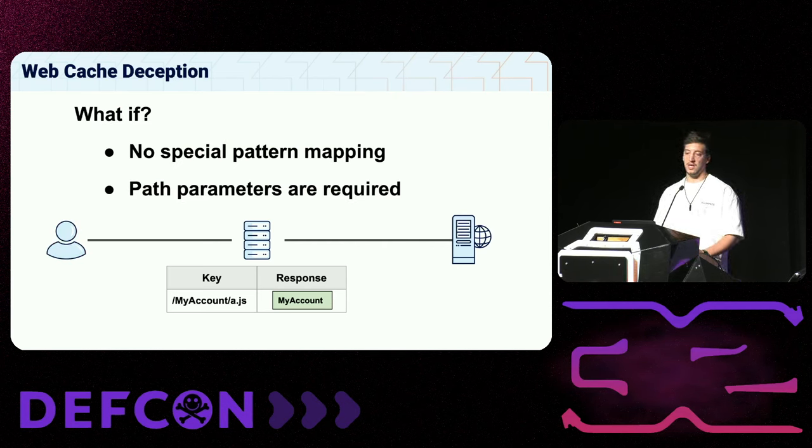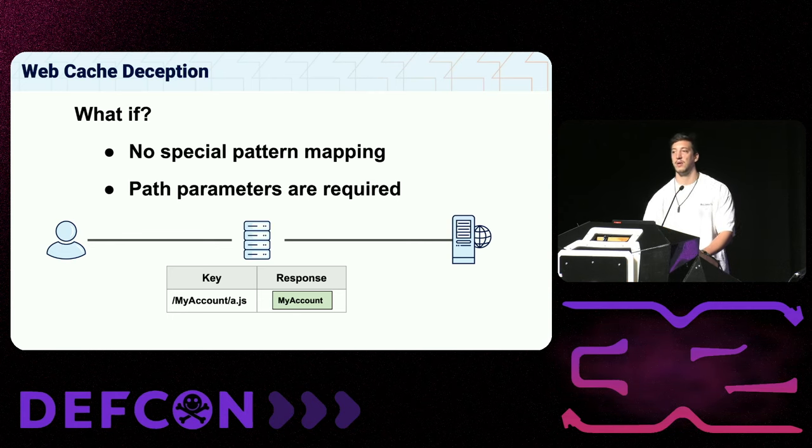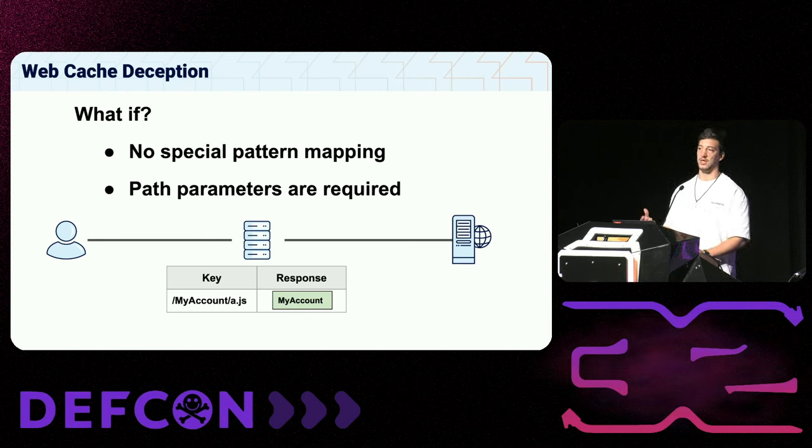Now the problem with this technique is that we need a special mapping for that. Basically, we need this special my account thing, and we also require that the parameter we are sending, in this case a.js, doesn't have any effect on the backend, because if not, maybe the response is not going to contain the information that we want.